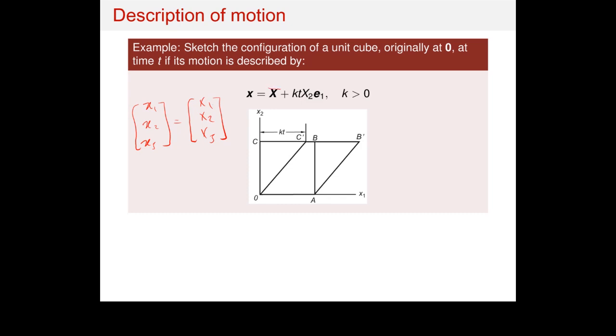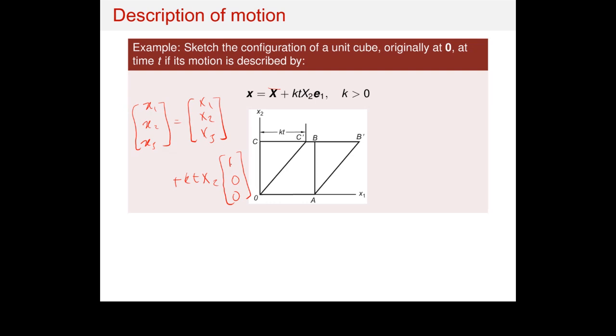Remember, x2 is a scalar. It's just a number. The x vector would involve 3 components, but x2 is just one component, a scalar. So I'm going to write this as a scalar. So this is k, t, and x2. And this is multiplied with the E1 basis vector. So the E1 basis vector is basically 1, 0, 0.